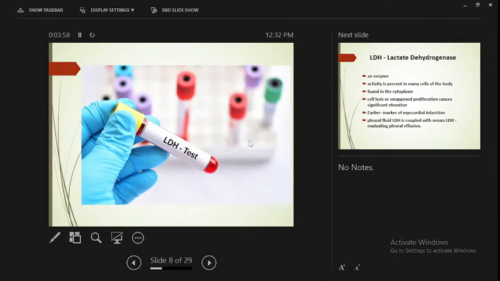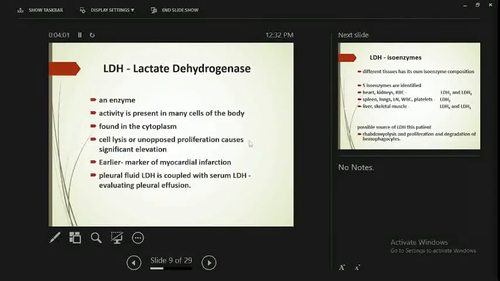Then the LDH. LDH was high in this patient, HLH. It's an enzyme present in many cells in the body, found in the cytoplasm of the cells, and cell lysis or proliferation due to malignancy can cause elevation of LDH. Earlier it was used as a marker for myocardial infarction, but there are more novel markers now, so we no longer use it. It is useful for the detection of effusion, whether it is exudate or transudate. For that, we have to pair the pleural fluid aspirate with the serum sample, get the values and apply the Light's criteria for the interpretation.